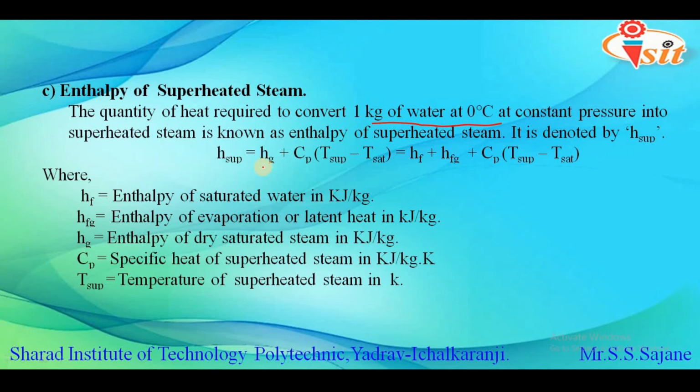That is Hsup is equal to Hg plus Cp into (T superheated minus T saturated), and again we can replace the value of Hg as Hf plus Hfg. The remaining part of this formula, that is plus Cp into the temperature difference, that is superheated temperature minus saturated temperature. So we also have the meaning of each and every term involved in this formula.